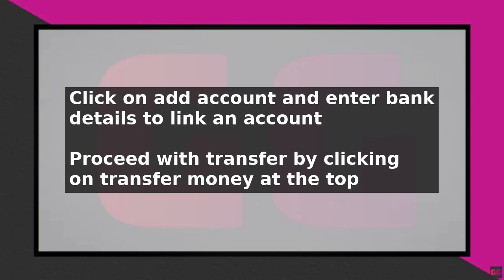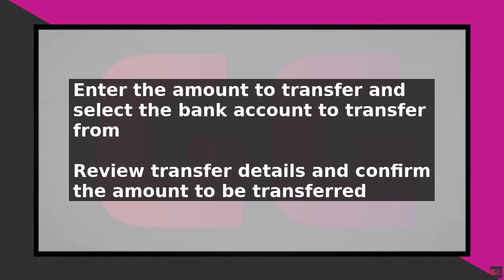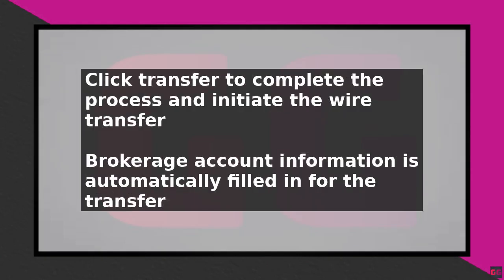If you haven't linked an account yet, you can do so by clicking Add Account and entering your bank details. Once your account is linked, you can proceed with the transfer by clicking on Transfer Money at the top of the screen. From there, enter the amount you'd like to transfer and select the account you're transferring from, in this case, your bank account. The brokerage account information will be automatically filled in.